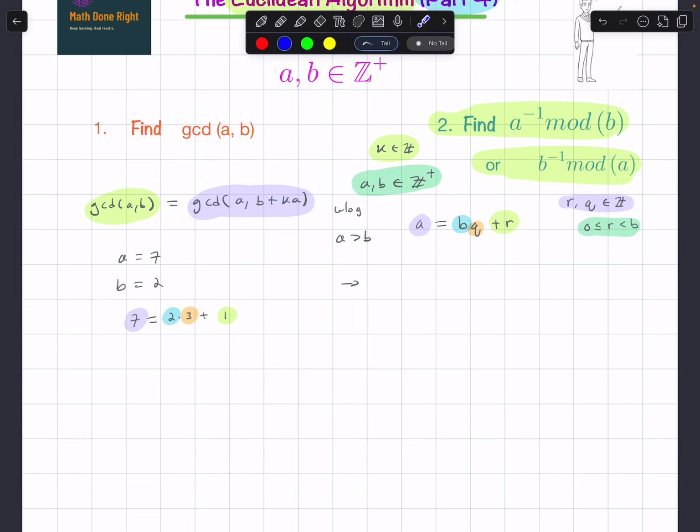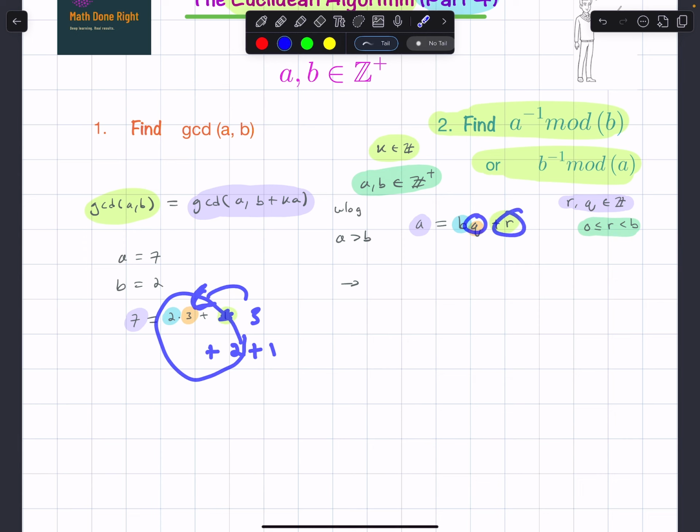Here, q is bigger than b, right? The 3 is bigger than 2, but the 1, the r, has to be less than 2. Why? Well, if the remainder was bigger than 2, say 3, then we could split up the 3 into a 2 and 1, and then instead of 2 times 3, this would be 2 times 3 plus 2. You'd factor out 2, it would be 2 times 4. You would increment the quotient, right?